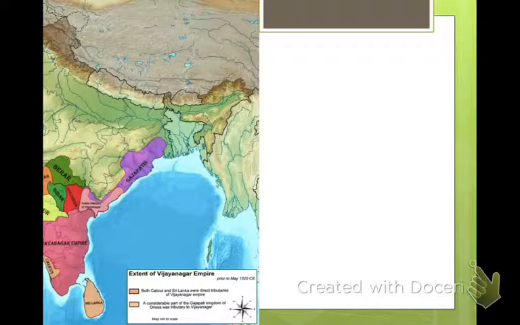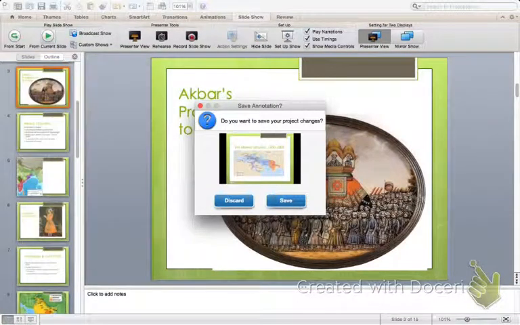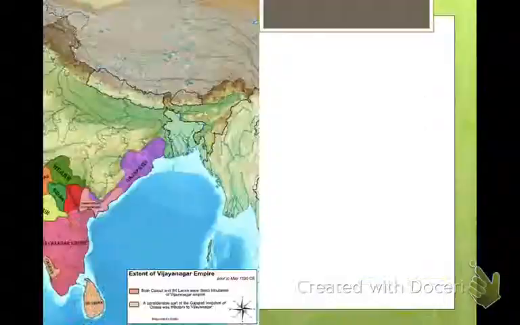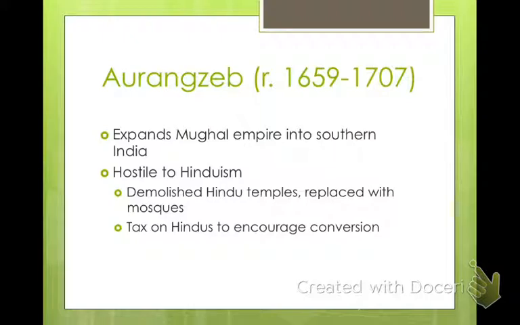So, moving forward to the next ruler of this time, is this individual right here. You get Aurangzeb, 1659 to 1707. He expands the Mughal Empire to southern India. However, he is hostile to Hinduism. He destroys temples and replaces them with mosques. The Mughals were Muslim rulers.